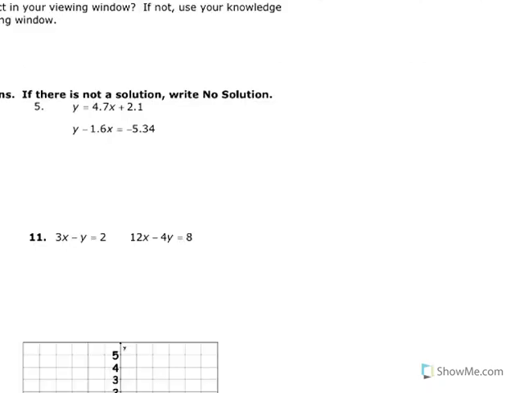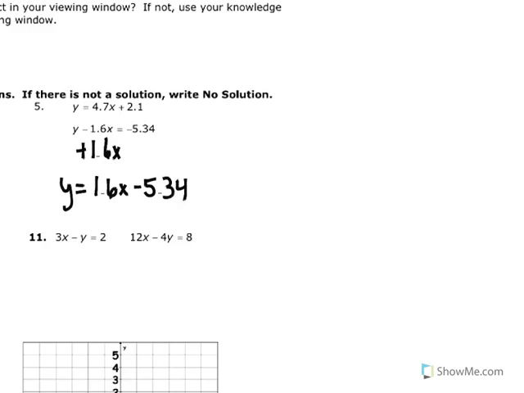Okay, so remember, the first thing we want to do is make sure our equations are set with y equals. So we're going to add 1.6x. Add that to both sides, so we have y equals 1.6x minus 5.34.